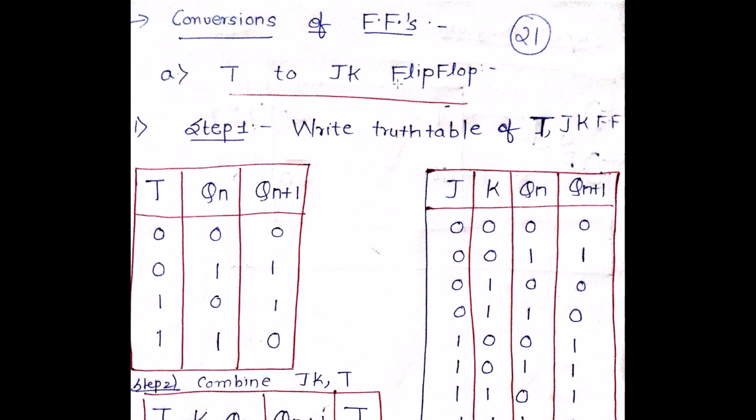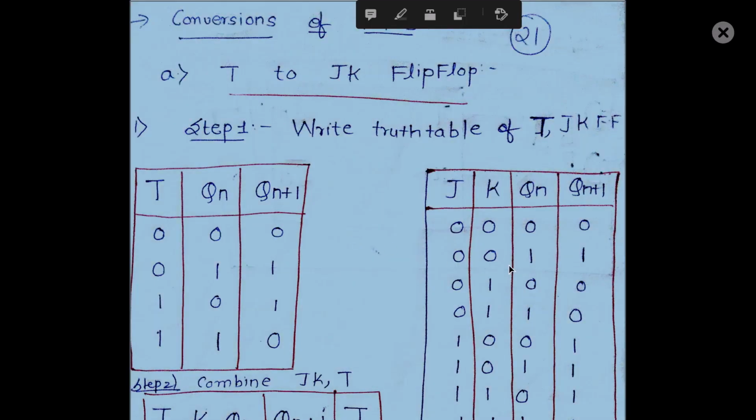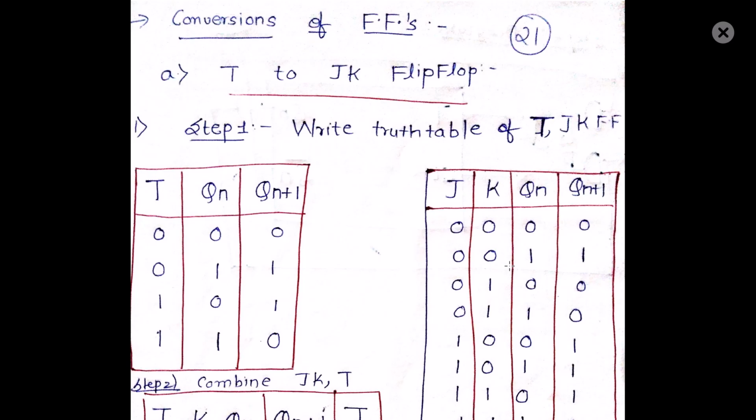So first we have the conversion of T to JK flip-flop. Step one is to write the truth table of the T and JK flip-flop. We have the T truth table, in which you have T, Qn and Qn plus 1. So step one is the flip-flop which is present and the flip-flop to which it has to be converted. For both, you have to get the truth table. You have the T flip-flop truth table and the JK flip-flop truth table, so you need to understand that very properly.